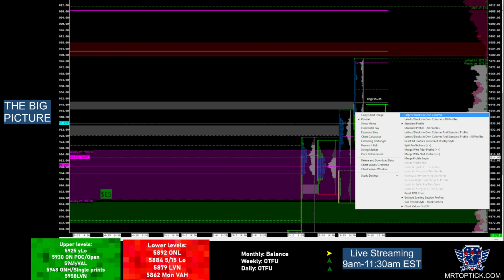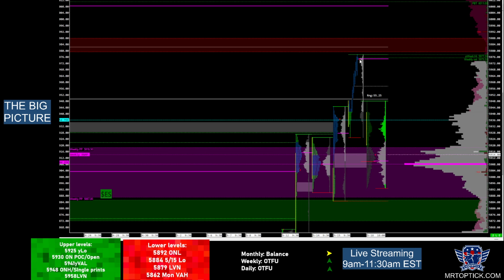We had a trending day, so most of the value, you can see, is in the lower side of the distribution, even though we have the point of control here, and this is a very relevant level because of all that volume that came in at the close. But if you look, the second area where we have most of the volume is down here.